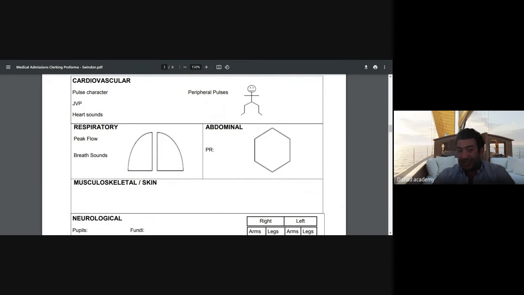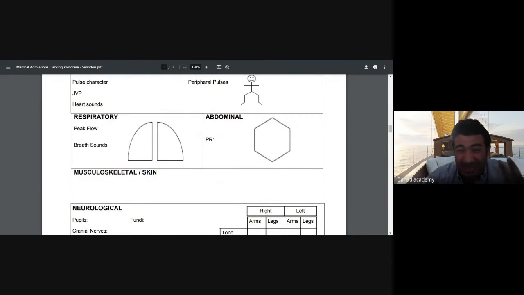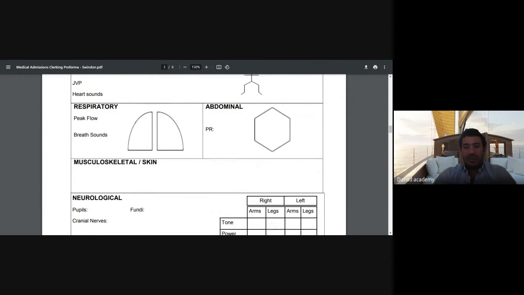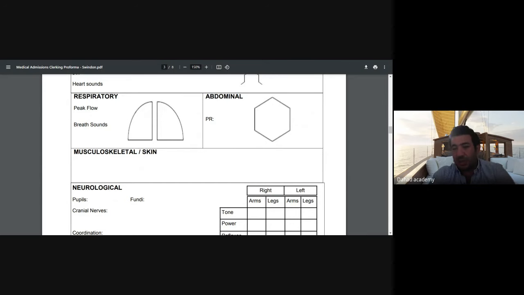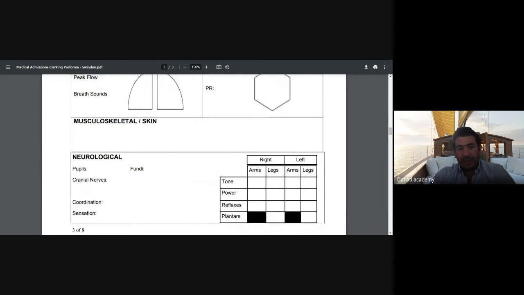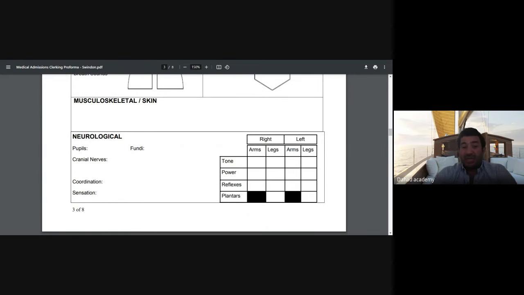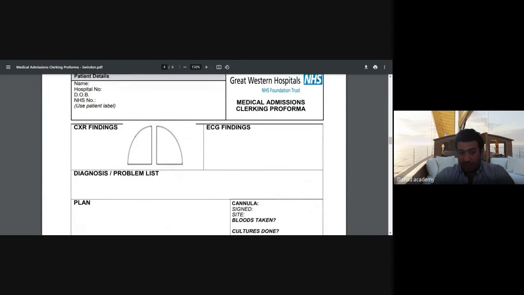Respiratory, again, you will listen to the patient's chest. And if the patient is asthmatic, please do the peak flow test. And you will examine the abdomen. And if the patient has bleeding, you need to do a PR. Do not get the patient to the ward without doing a PR. And the neurological examination, if the patient is coming in with a stroke, you need to do the neurological examination as well.